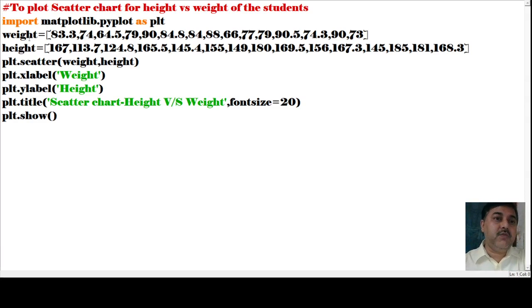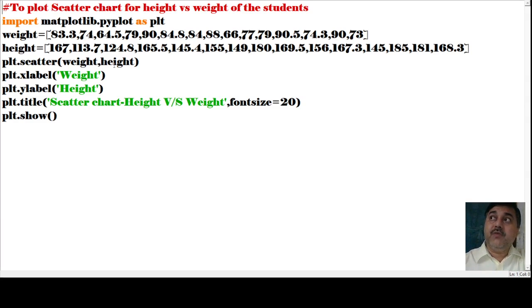Based on this height and weight, see here I haven't called anything else, only import matplotlib.pyplot as plt. NumPy hasn't been called here, or anything else. Based on the different patterns of equations we use, we will call it. As we have called matplotlib, see here we have given the different weights, and with respect to them the different heights are also given. Clear? So as we have given this height and weight, see here plt.scatter, that means a scatter of weight, height.